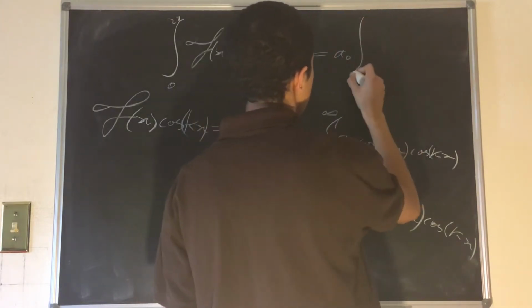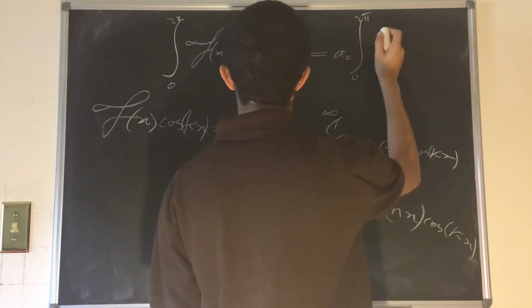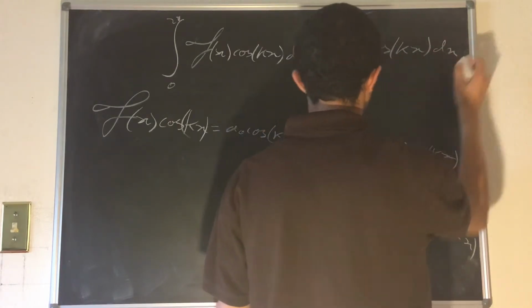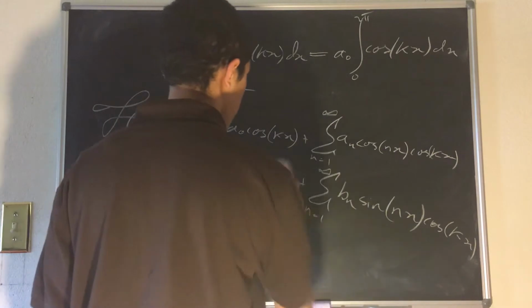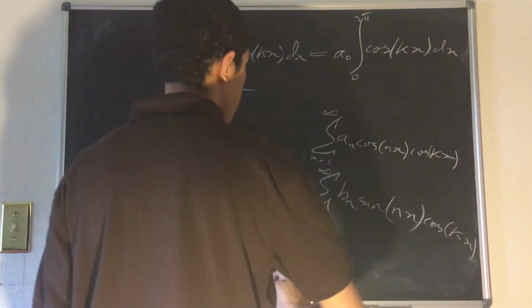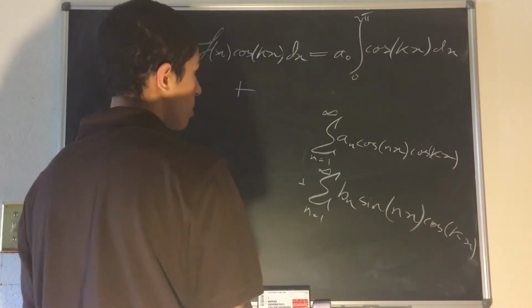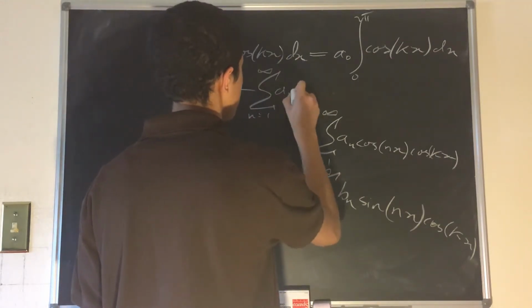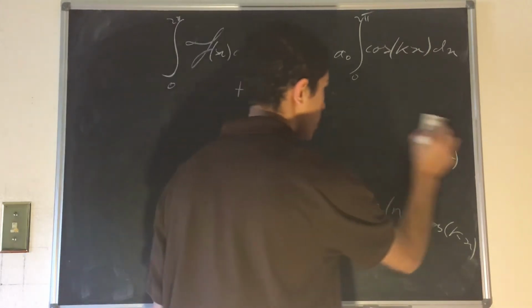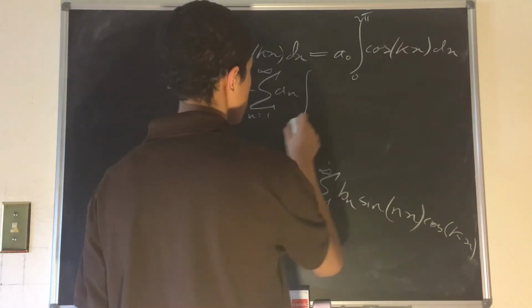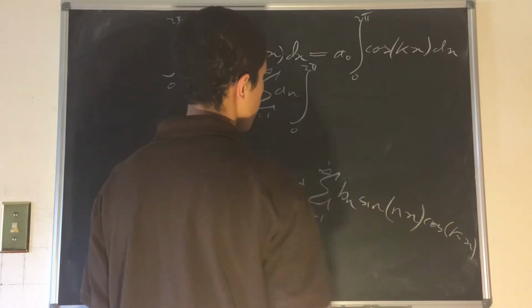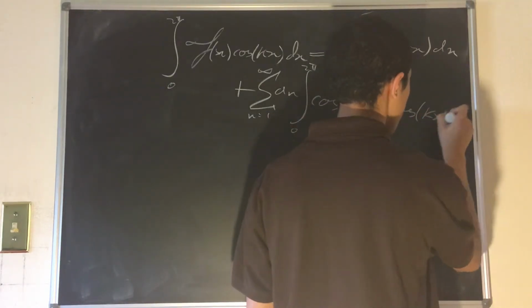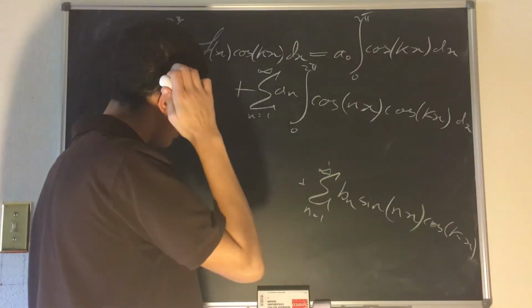a0 integral 0 to 2 pi of cosine kx dx plus, and now I'm going to erase this section, plus the sum from n equals 1 to infinity of a sub n, and then I'm going to erase this here really quick, times the integral from 0 to 2 pi, and then remember that term, that is just cosine of nx cosine of kx, and then we added dx for our integration here.